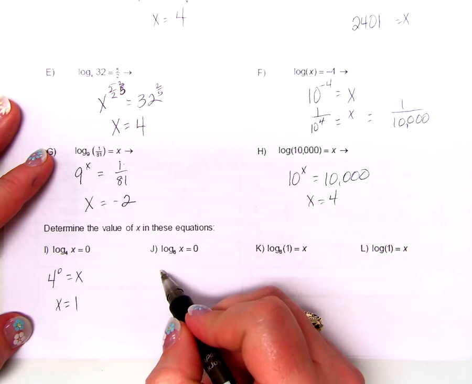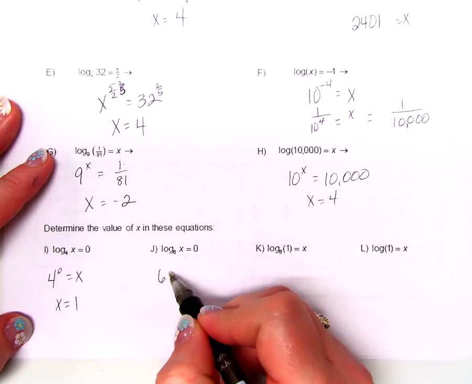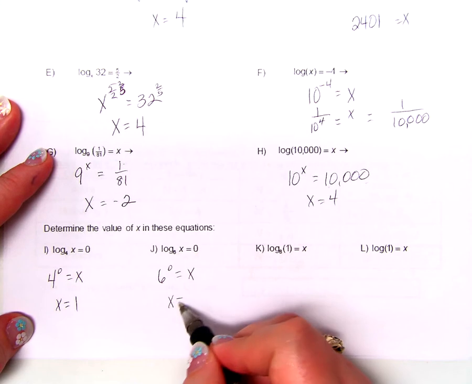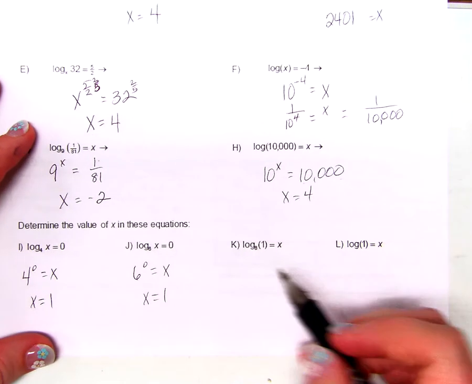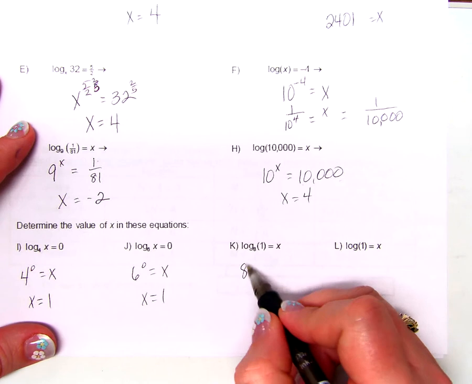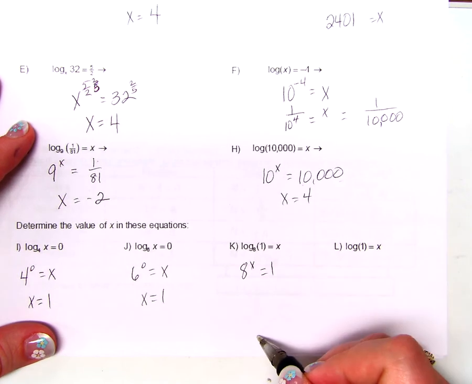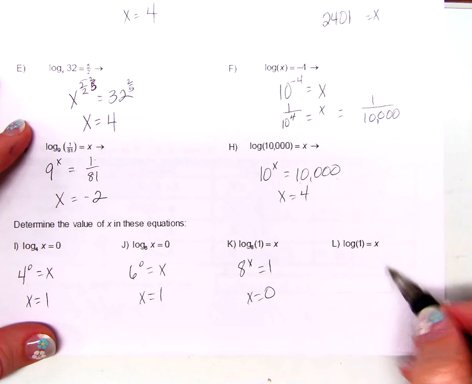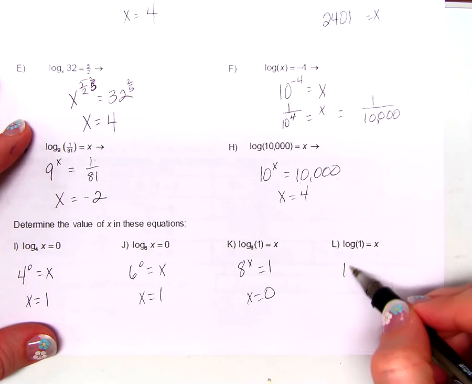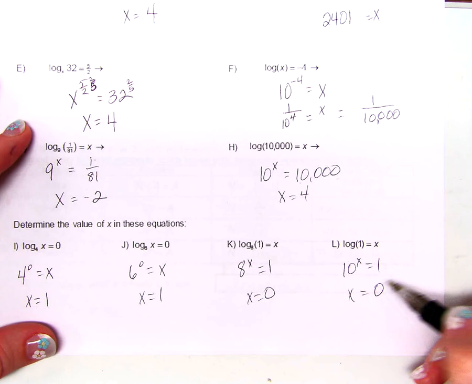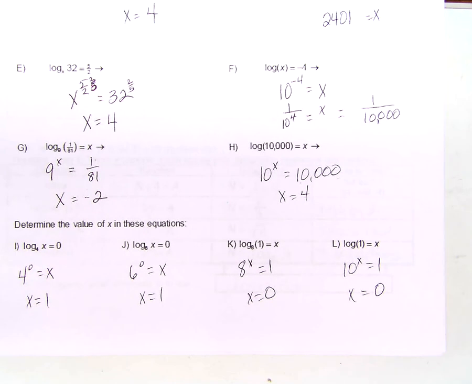What about J? 6 to the 0 equals x. What does x equal? Oh my gosh. Ooh, this one's much harder. 8 raised to the x equals 1. So what's x have to be? 0. What about this last one? 10 raised to x equals 1. X equals? 0.